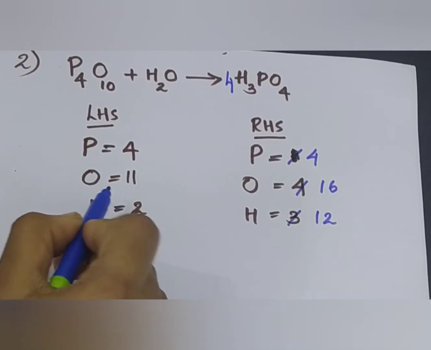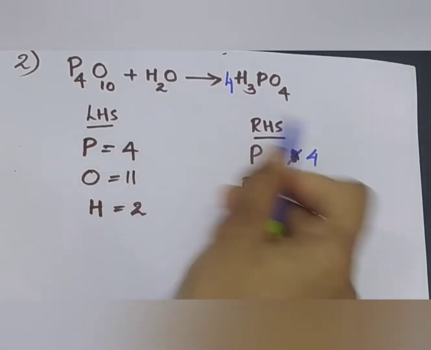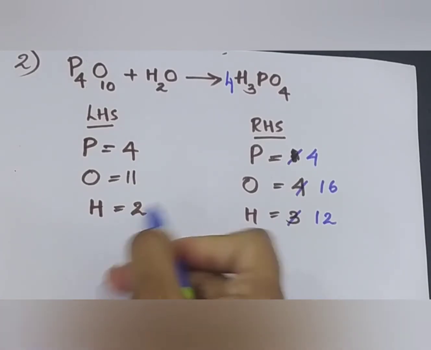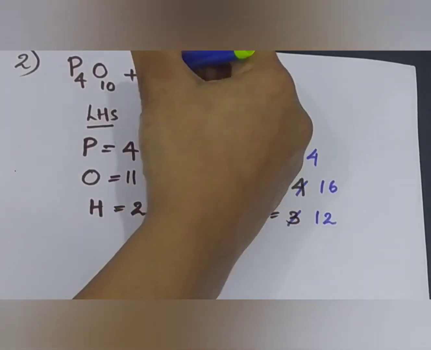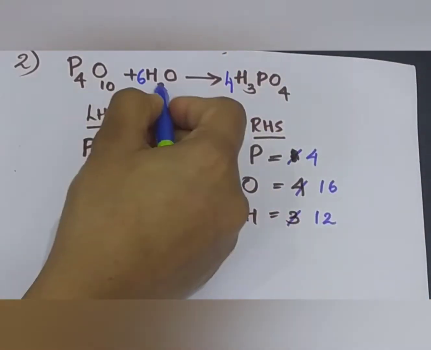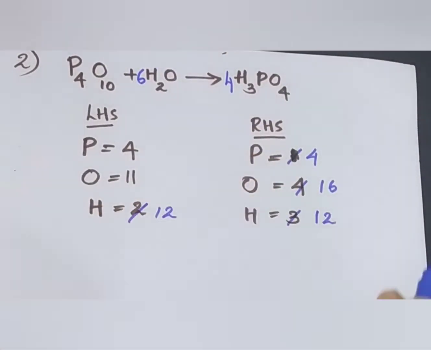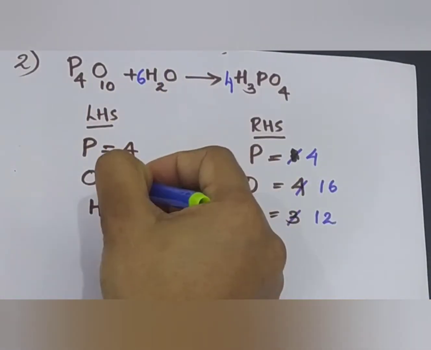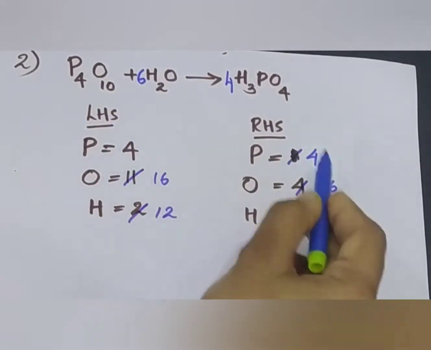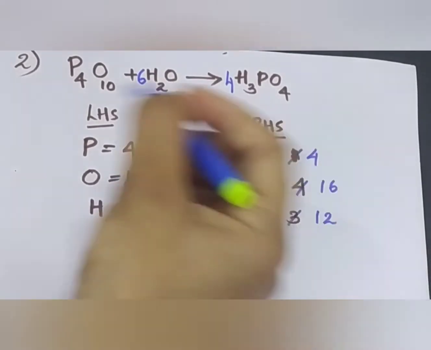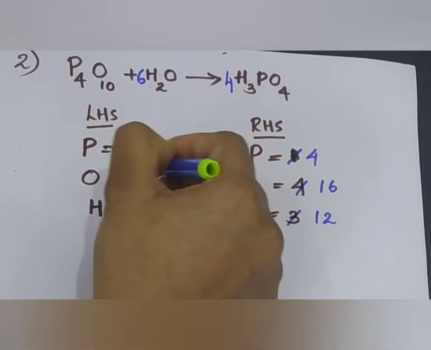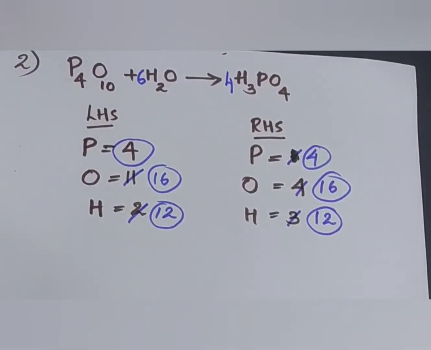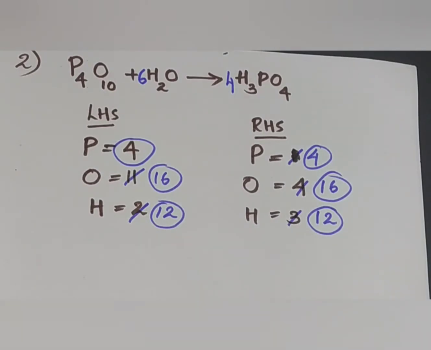Now let's move on to left hand side. Phosphorus is balanced. Oxygen and hydrogen need to be balanced. Okay, so hydrogen is 2 there and over there it's 12. So if you simply multiply by 6, it becomes 6 into 2 becomes 12 and oxygen becomes 6 plus 10. Never forget that 10. So it becomes 16. Now see, everything is balanced. That is, phosphorus 4, oxygen is 16, hydrogen is 12. Similarly on the right hand side. So this is the balanced equation.